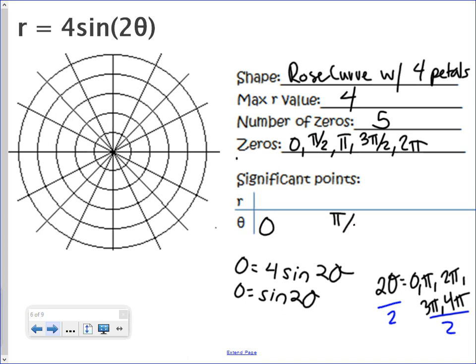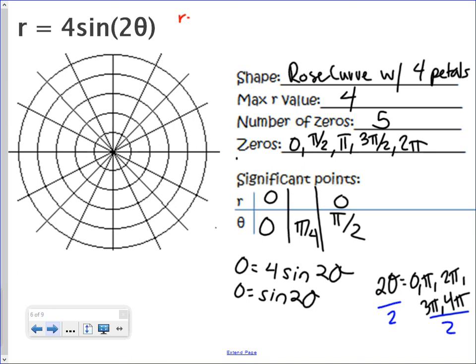They're thetas, so I'm going to put them in. I'm going to leave space so I can do that one right in between, because these are both going to give me 0, which is not helpful. I need to know where that petal is going to go out to. So what's right in the middle of 0 and pi over 2? Pi over 4. So we're going to put pi over 4 here. And then you are plugging pi over 4 in for theta and figuring out what's that value of r.